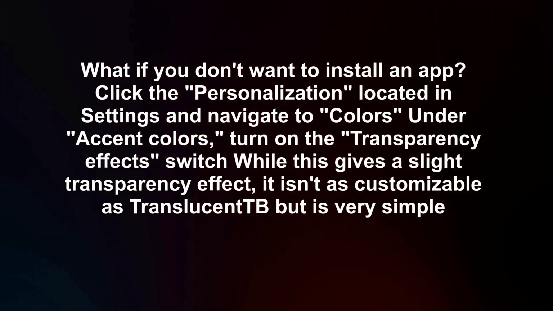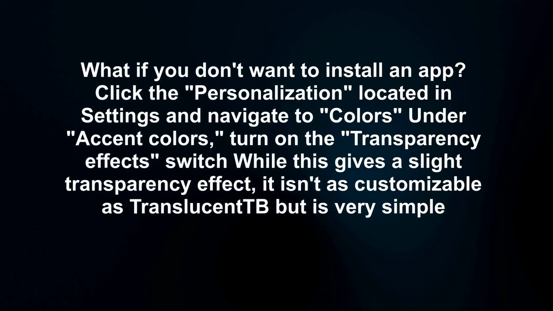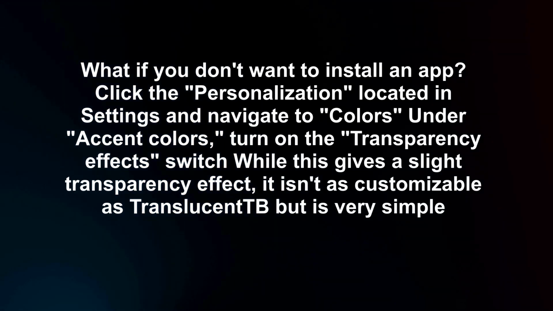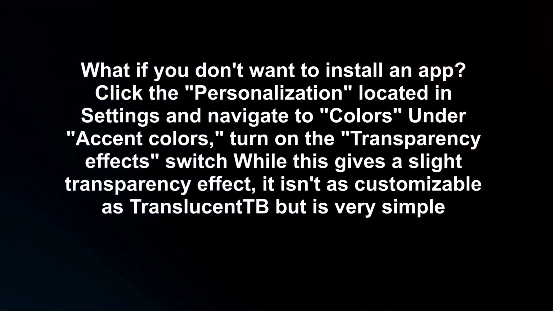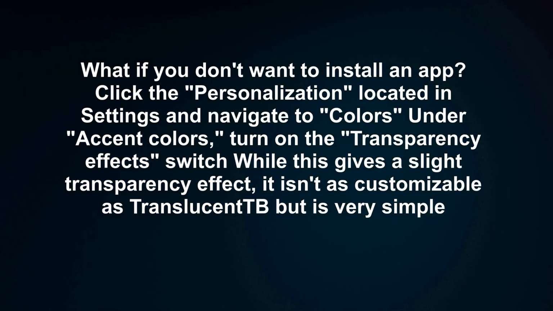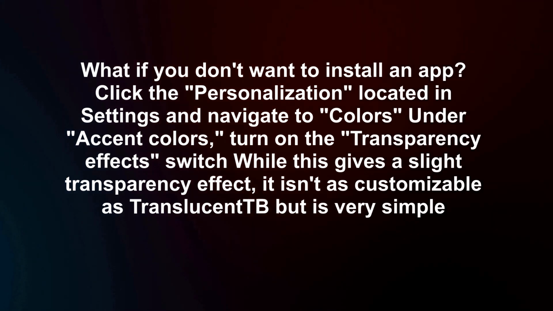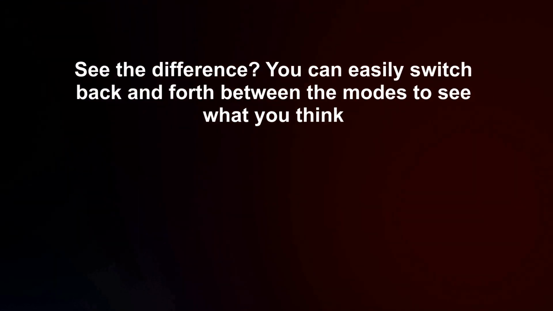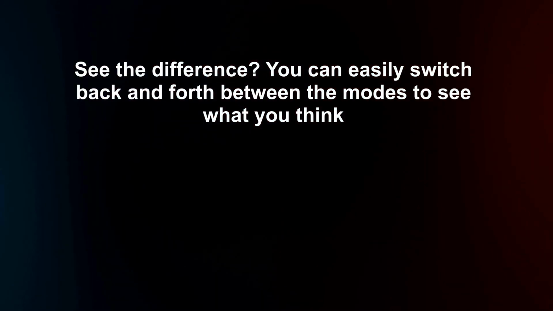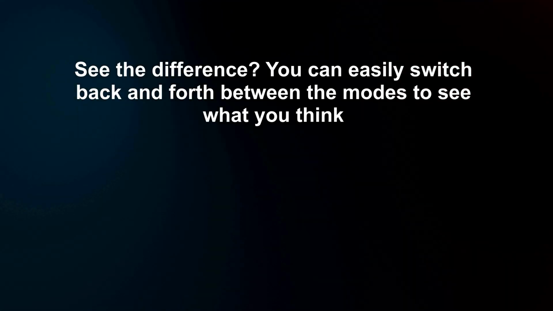What if you don't want to install an app? Click the personalization located in Settings and navigate to Colors under Accent Colors. Turn on the Transparency Effect switch. While this gives a slight transparency effect, it isn't as customizable as Translucent but is very simple. See the difference? You can easily switch back and forth between the modes to see what you think.